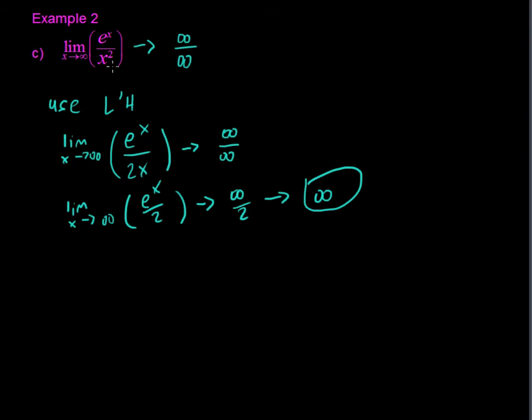Now there's another way of looking at this. If you just think of the end behavior of both of these functions, e to the x is a much more powerful function. It grows much faster as x approaches infinity than x squared does. So obviously the numerator is going to win the race towards infinity. So you could see right away that this is equal to infinity. But if you need to show the work using L'Hopital's rule, this is how you can do it.